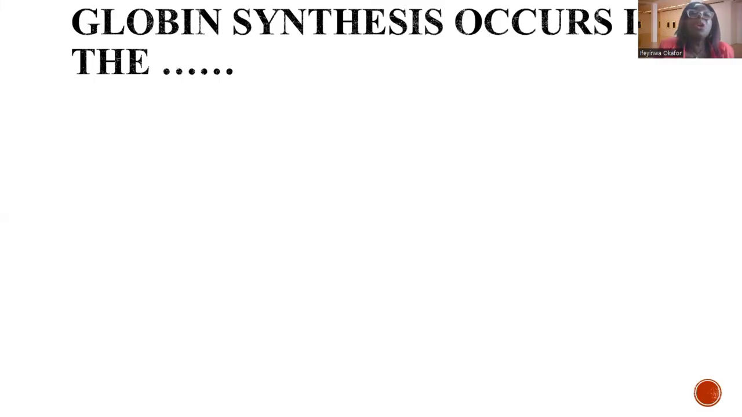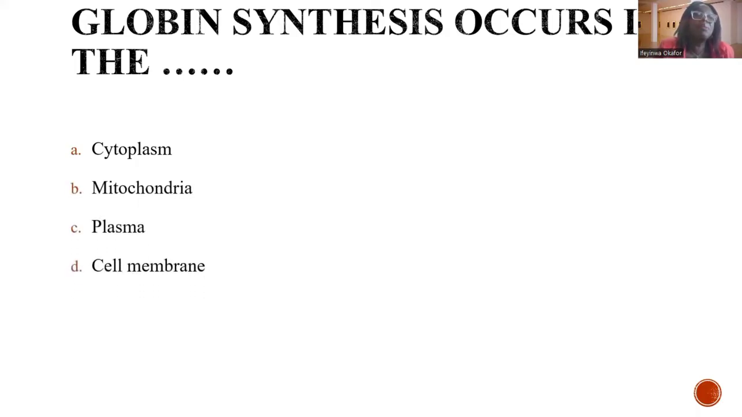Globin synthesis occurs in the cytoplasm, mitochondria, plasma, cell membrane. Answer is A, cytoplasm. Globin synthesis occurs in the cytoplasm, part of the cell.